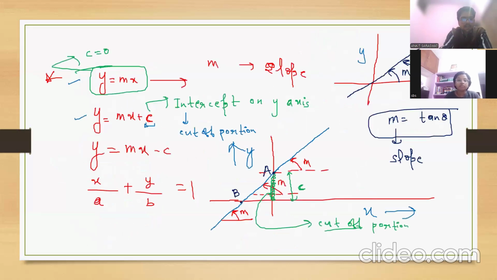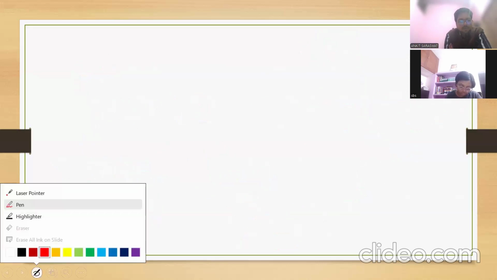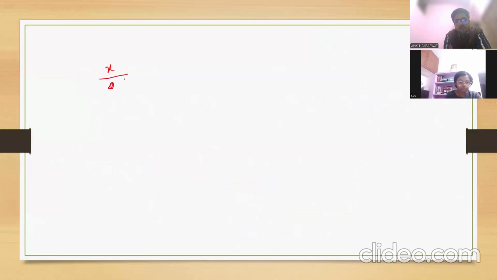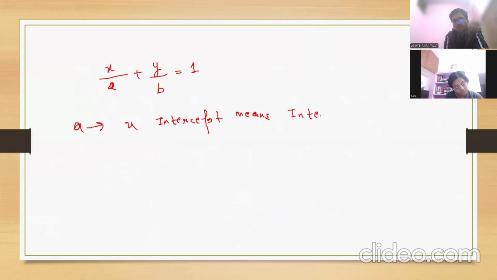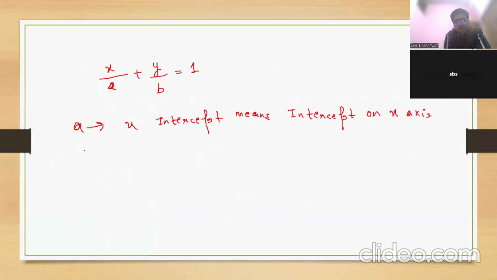Now, these were three equations. The last equation is x upon a plus y upon b is equal to 1. Here, a and b. What is a? It is the x-intercept. X-intercept means intercept on the x-axis. Similarly, b is the y-intercept, which means intercept on the y-axis. Clear?